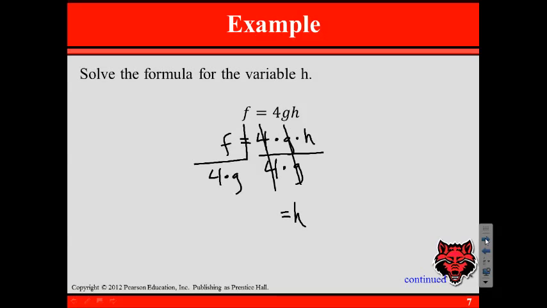So h equals, on the left-hand side, we have f over 4 times g, or just 4g. F has nothing in common with 4 or g, so this would be the simplified solution. We have solved the formula for the variable h, and it is written in terms of the other variables in the formula.